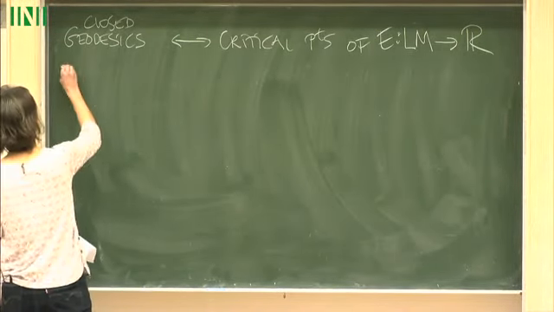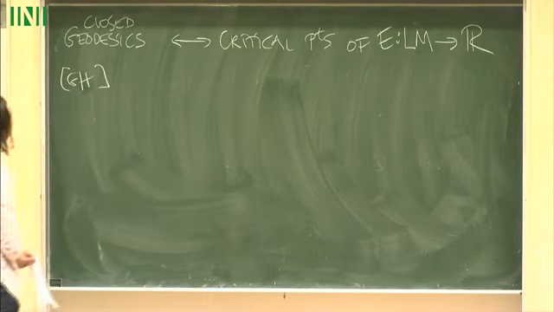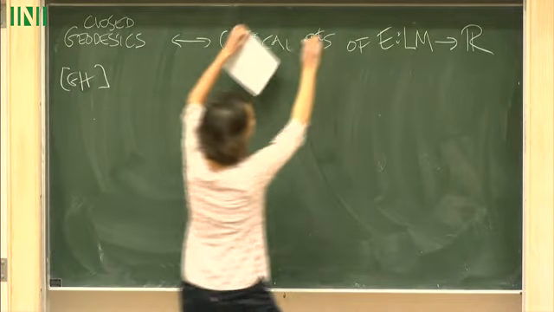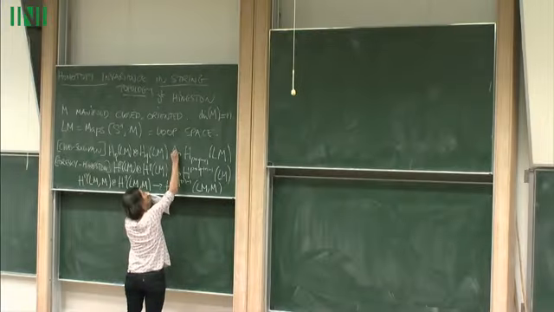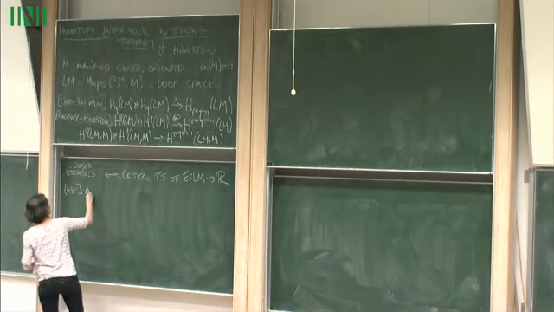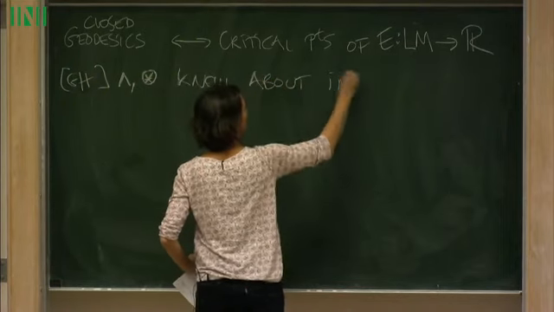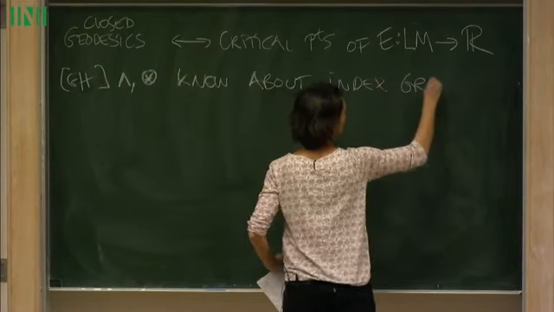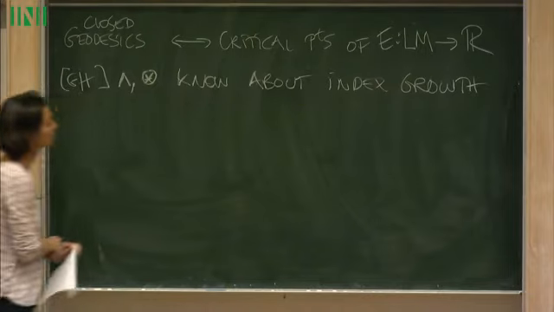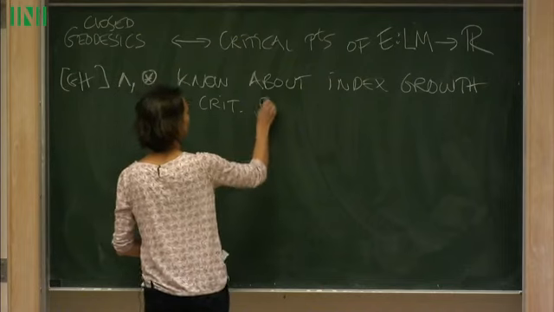area. And so, for example, Goresky, let me just write GH for Goresky-Hingston. I wanted to give them names. This product and this one, these two operations, they know about index growth of critical points, geodesics.